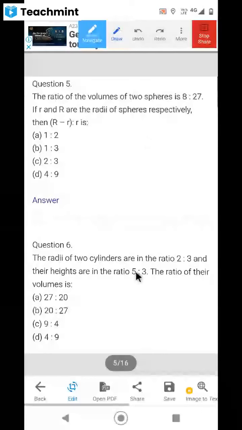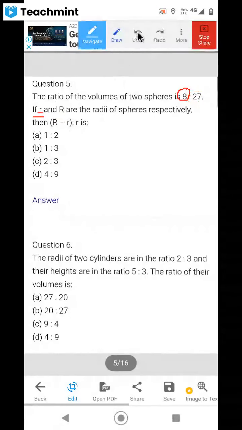The ratio of volumes of two spheres is 8 is to 27. Again, same V1 by V2. r and R, small r and capital R, are the radii of spheres respectively. That means whichever is having 8 part, that is like r, and whichever is having 27 part, that is like capital R. Okay, those are the radius means.